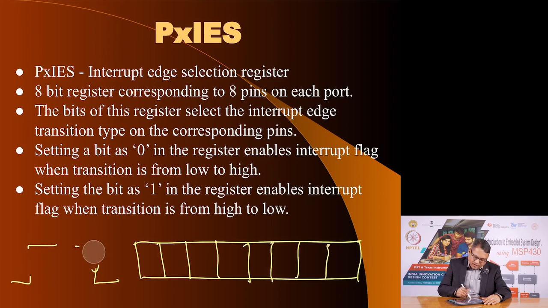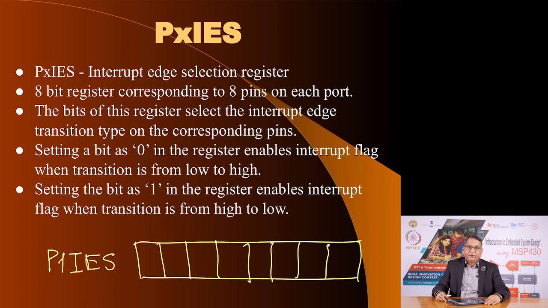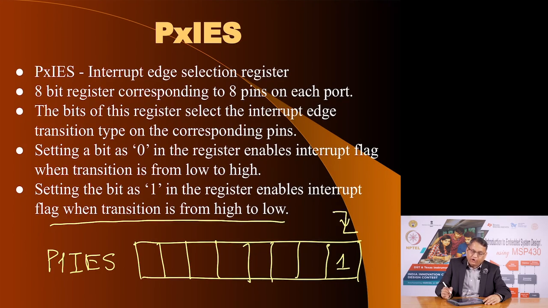And here I am going to write the name of the register. This one is P1IES, interrupt edge selection. If I write a 1 here, that means it will generate an interrupt when there is a transition from high to low. So, 1 means high to low. So, a falling edge will generate an interrupt if you have written a 1 in that corresponding bit. If you write 0, that means you want an interrupt on the rising edge.